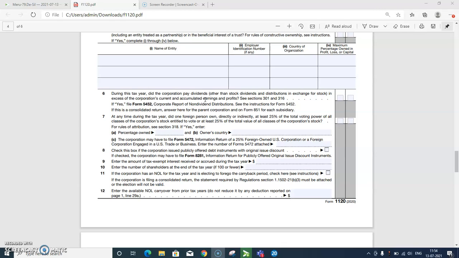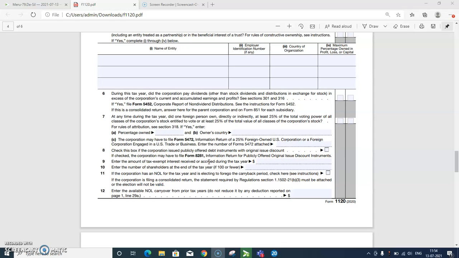Now coming to line 8. Check this box if the corporation issued a public offering debt instrument with original issue discount. If it is done, then please tick yes. Also, if checked, the corporation may have to file Form 8281. Now coming to question number 9. Enter the amount of tax-exempt interest received or accrued during the tax year.